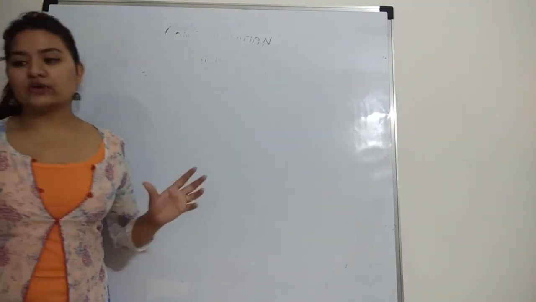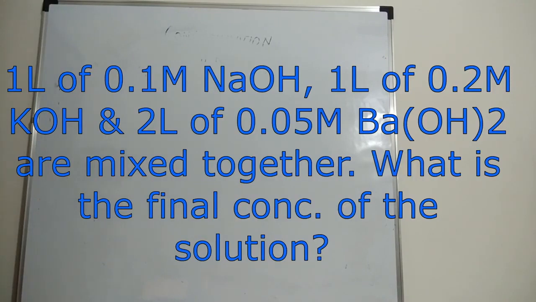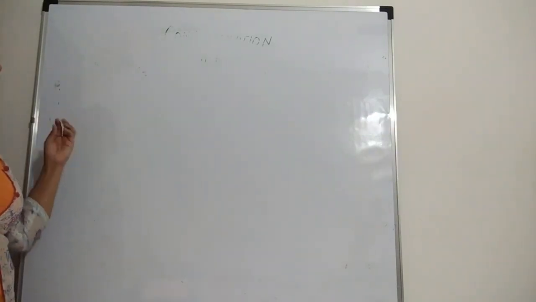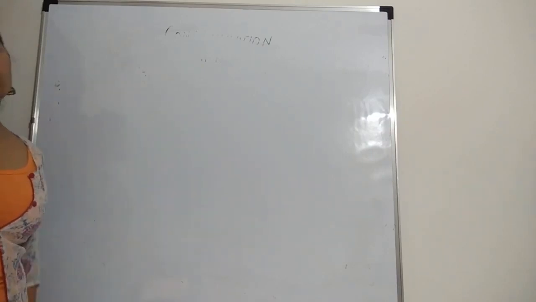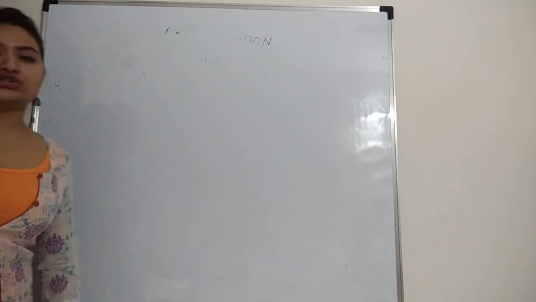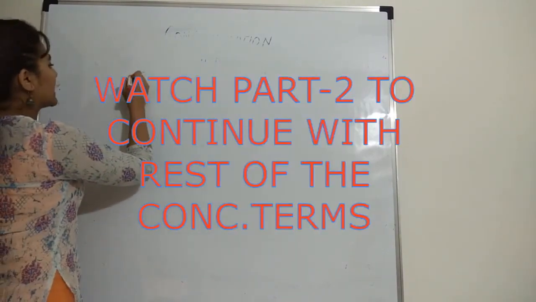For example, you have a question: 1 liter of 0.1 M NaOH, 1 liter of 0.2 M KOH and 2 liter of 0.05 M Ba(OH)2 are mixed together. What is the final concentration of the solution? Now everything is directly given. Just multiply the concentration with the volume and you will get the final volume and final concentration of the solution. Next is mole fraction.